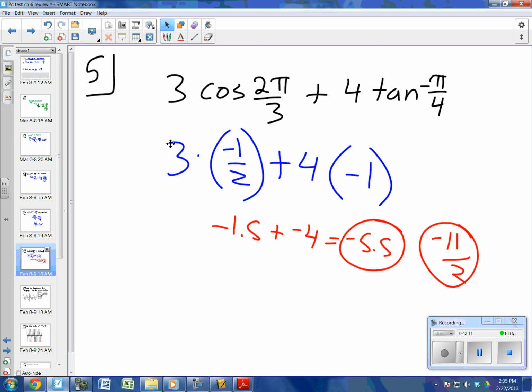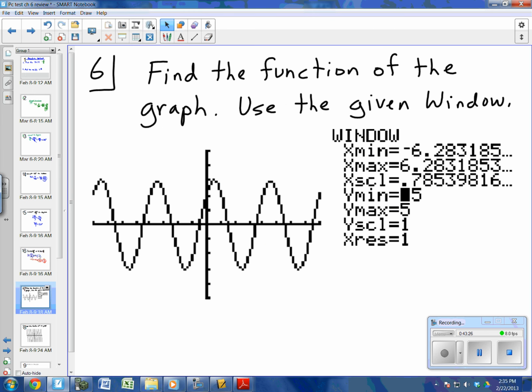Show me your work on that. Show me what I just wrote down right there. Show me this blue and this red right here, and that's your work on the test. Okay? Yeah, we're going to review for the first little bit of class next time.